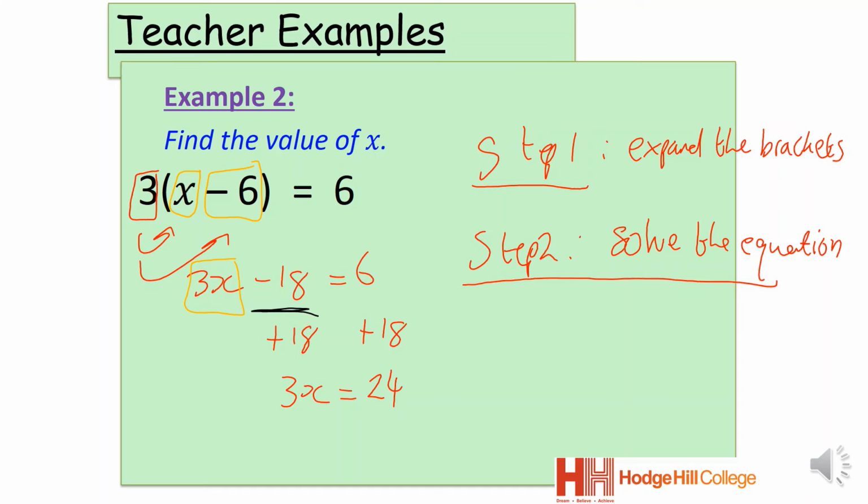So I'll think of a number x, I times it by 3 and it equals 24. So what's the inverse of times it by 3? That is divided by 3 on both sides. So x equals 8, and that is our final answer. That is our solution.